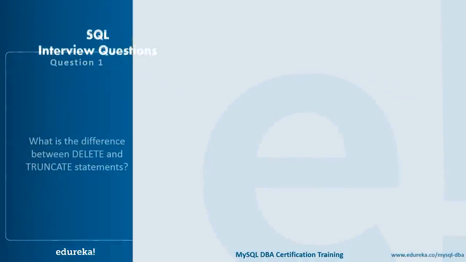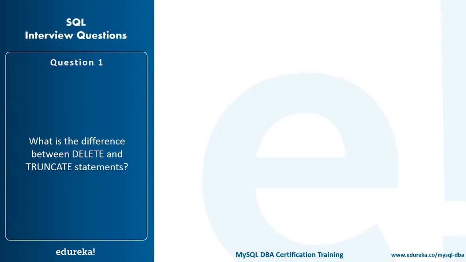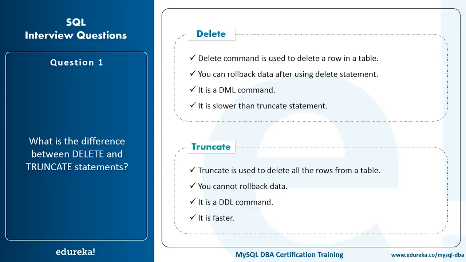So the first question that we have is, what is the difference between delete and truncate statements? I'll start by explaining what the delete command is. The delete command is basically used to delete a row in the table. You can also roll back data after using the delete statement, and it is a data manipulation command. The truncate statement is used to delete all the rows from a table, and you cannot roll back the data. This is a data definition language command, and it is faster than the delete command.